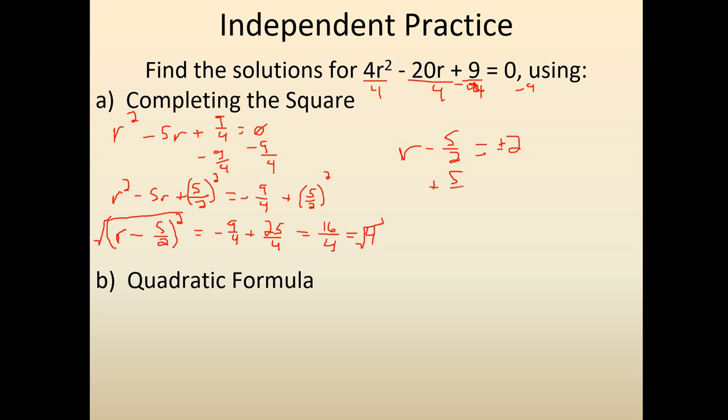So I'm going to add the 5 halves over. And my solutions will end up being 5 halves plus or minus. I'm going to rewrite this as a fraction, even though it's a whole number, as 4 divided by 2. That way it's going to make this next part a little bit easier. So I can add them together and get 9 over 2, or I can subtract and get 1 over 2. So my solution set would be 1 half and 9 halves.